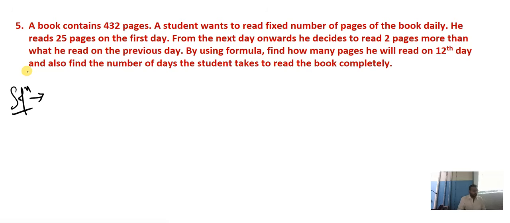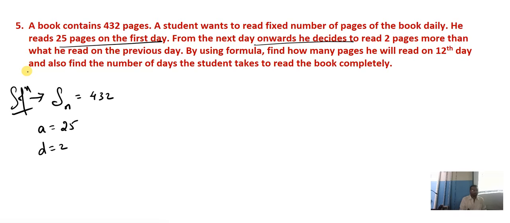Okay. Now let me proceed step by step. According to the question, he has given 432. What is this 432? All pages in the book. Total pages in the book, that is sum of n terms, Sn. That is 432. And he reads 25 pages on the first day, so first term is 25. From the next day onwards, he decides to read 2 pages more. That is common difference, d is 2.